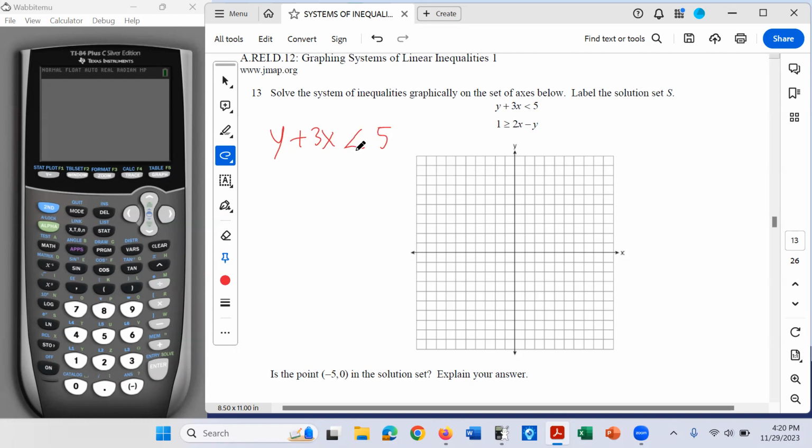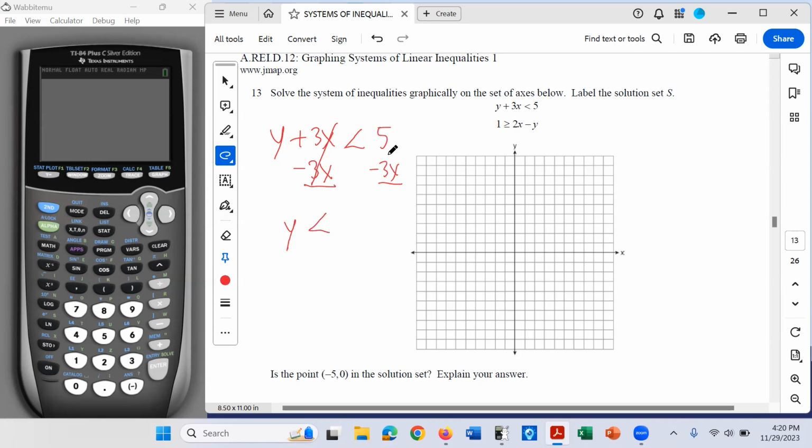I recognize that what's on the same side as y? Just the 3x. Since there's a sign between them, I know I need to add or subtract. In this case, since it's positive, I'm subtracting 3x. And what I do on one side of the inequality, I must do to the other. This cancels. I'm left with y. Then over here, I'll bring that down.